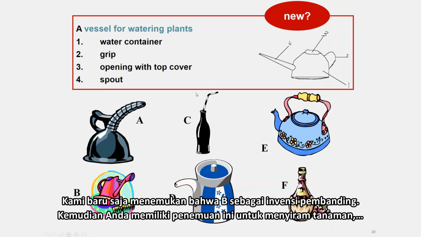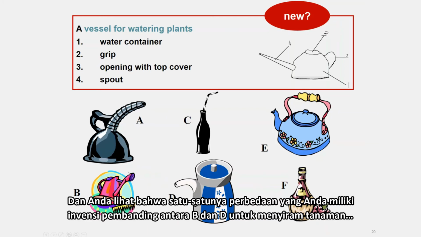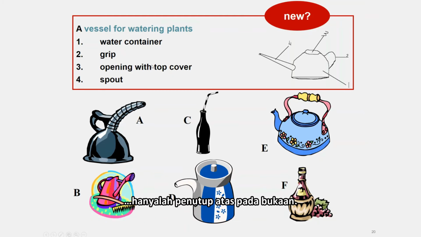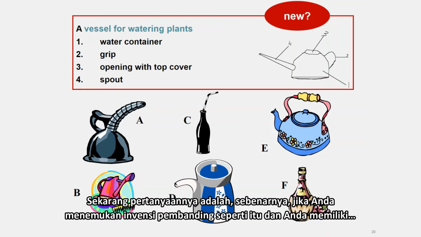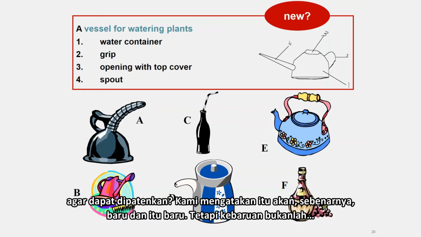a vessel for watering plants, having water container, grip, opening with top cover and spout. And you see that the only difference you have between the state of the art B and this vessel for watering plants is just the top cover on the opening. Now, the question is in fact, if you find such a state of the art and you have such an invention, is just having a top cover enough to get a patent, to be patentable?